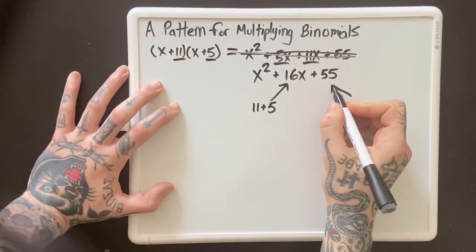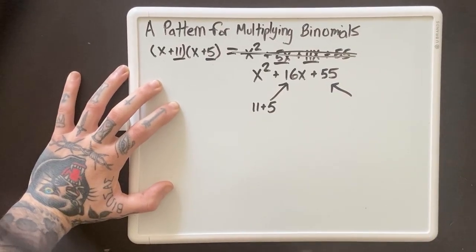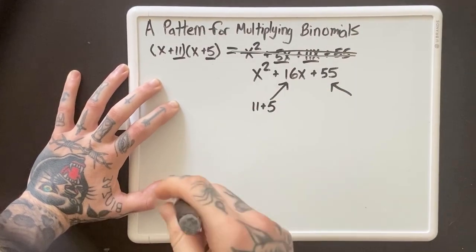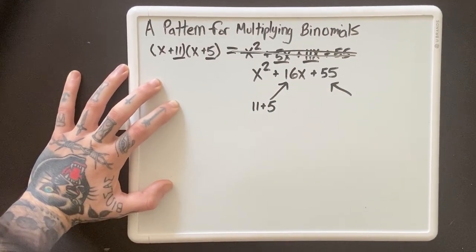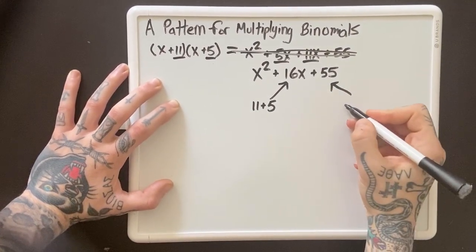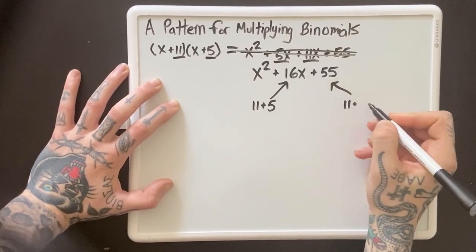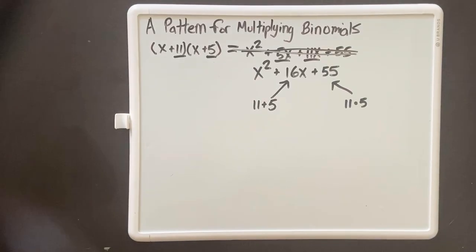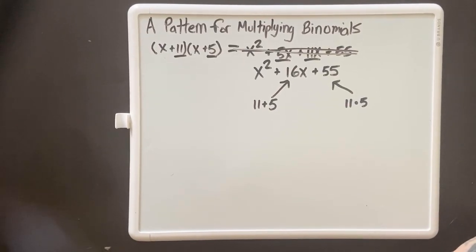And for 55, how is 55 related to 11 and 5? 11 times 5 equals 55. Okay? So this is an interesting relationship.